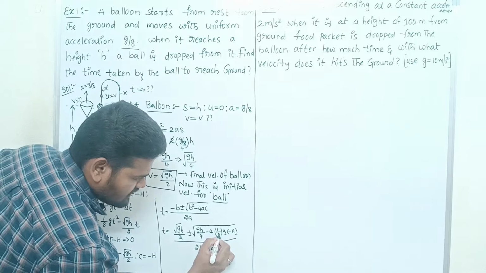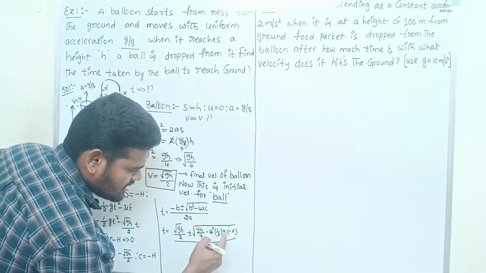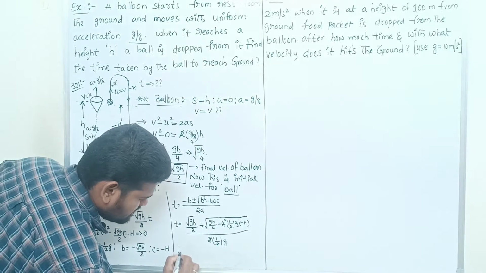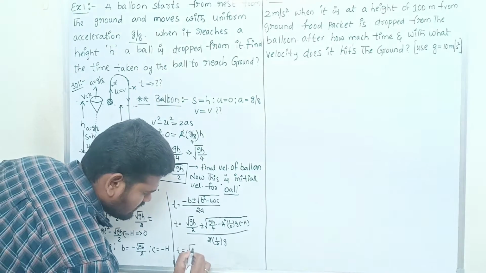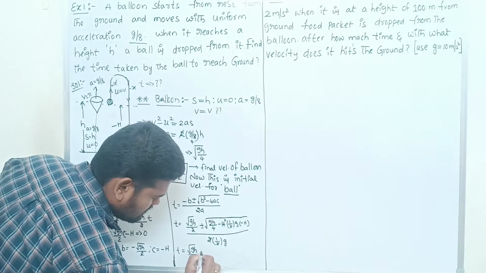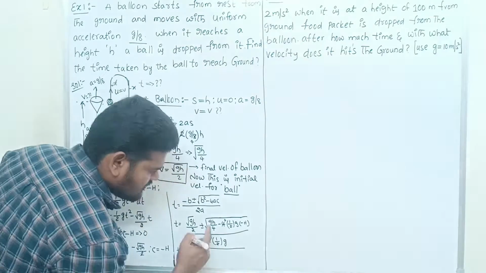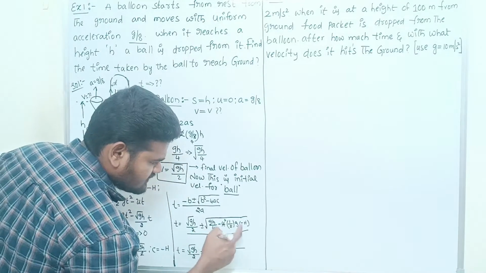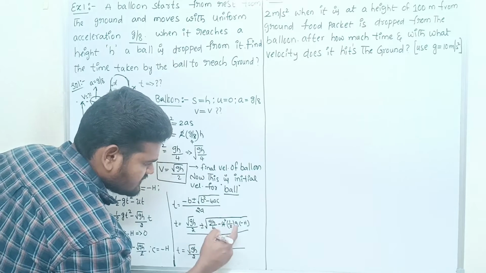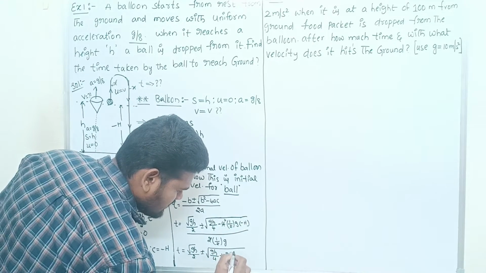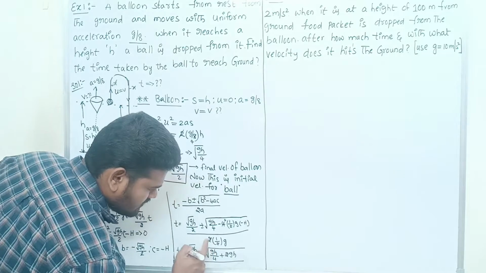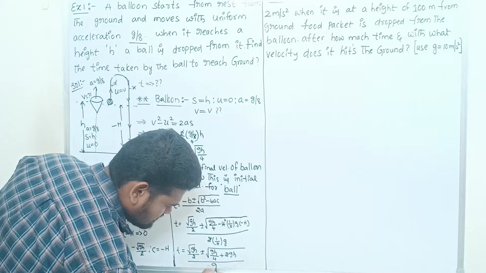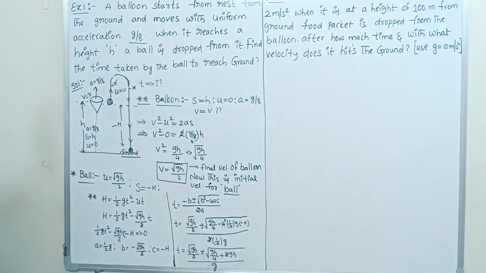Right. So here 2 ones are 2, 2 twos are 4, minus into minus is plus 2gh. So we will get our t is equal to how much? Under root of gh by 2 plus or minus under root of gh by 4 plus 2gh, divided by 2 gets cancelled out and we will get g. So in the denominator we have g.